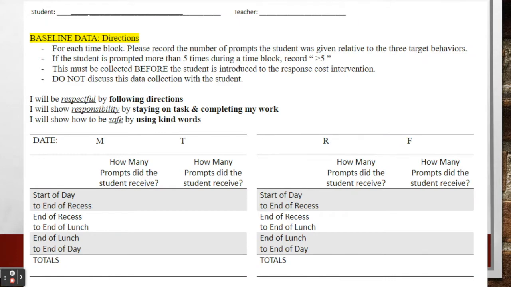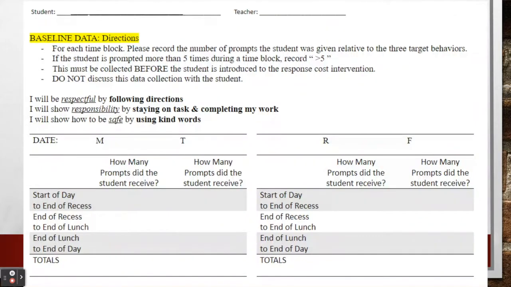It is also important that this is collected before we introduce the response cost strip or we have any discussion at all about the intervention coming. Also, when you're writing this down, do not discuss this with the student as you're writing it down. Best practices indicate we need a minimum of 3 days of baseline data before we start an intervention. That's what we need to determine effectiveness, but 4 is preferable, okay?